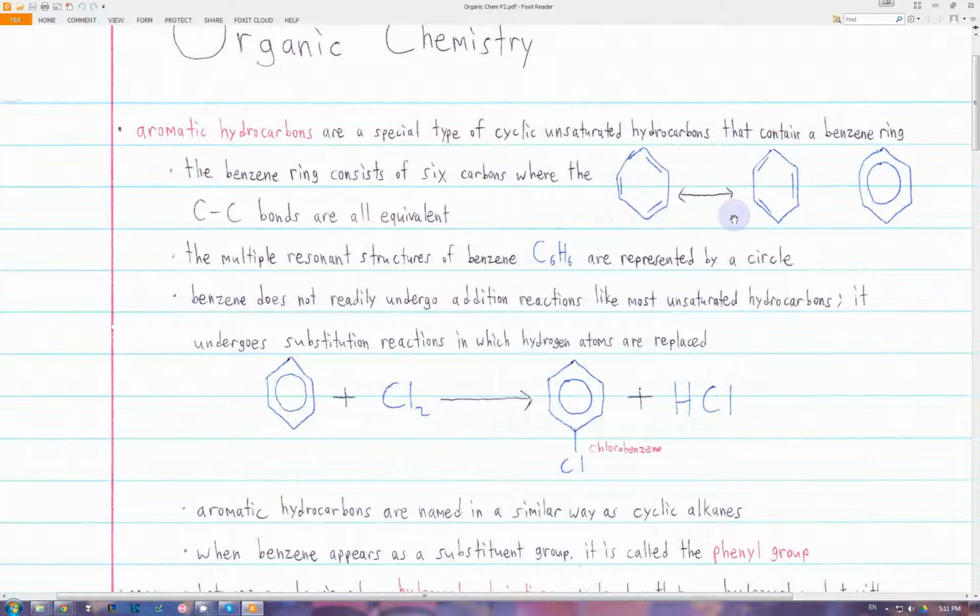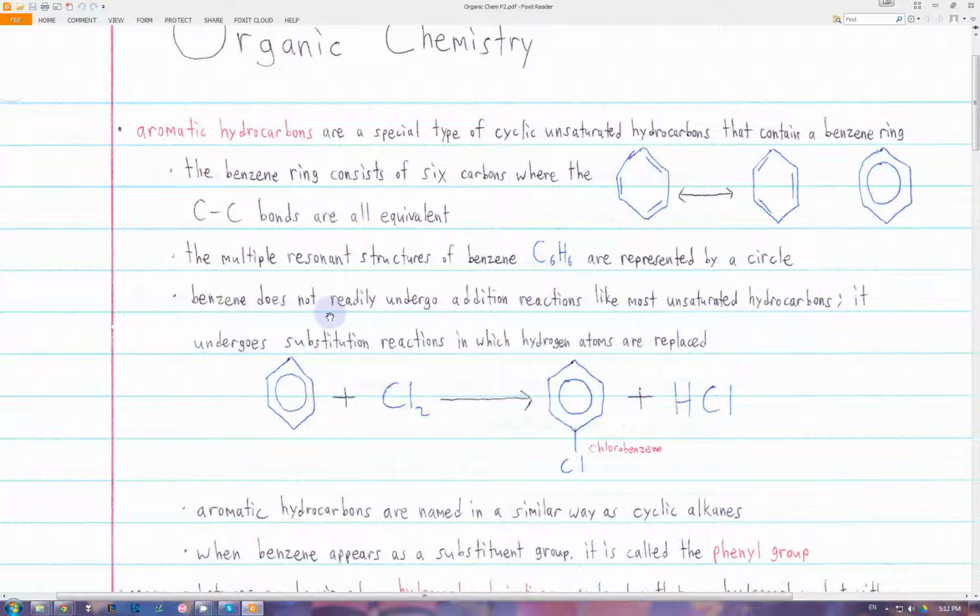And instead of writing out all of these resonant structures, we just represent them with a circle inside of the hexagon. So the circle represents the delocalized electrons within the molecule. Remember that the electrons are actually free to move around the molecule, so they can distribute themselves in order to form even bonds. So all of the aromatic hydrocarbons are based around this benzene structure.